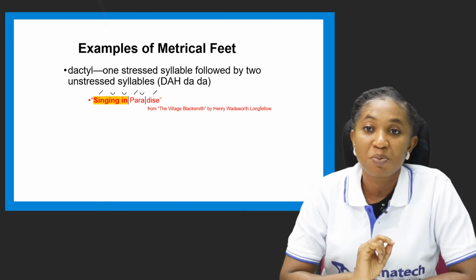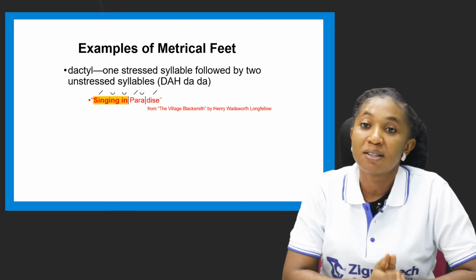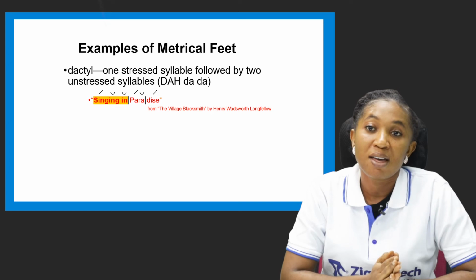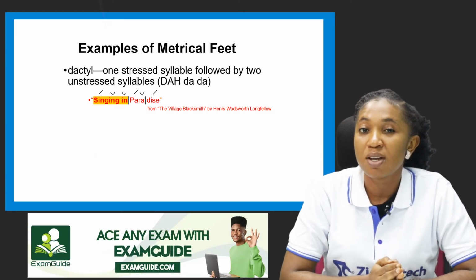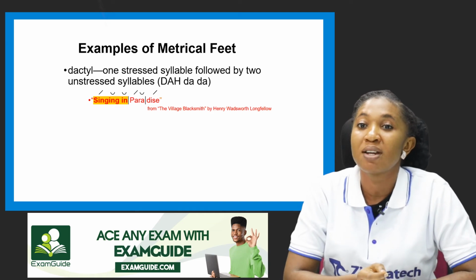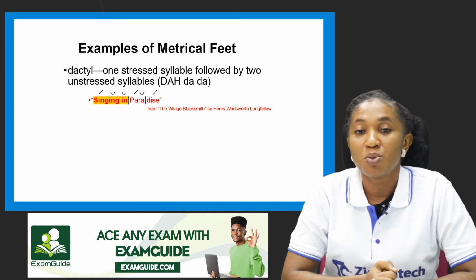Focus on the highlighted part on your screen. You see that we have the first part of singing, that is S-I-N-G, as the stressed syllable, and then we have ing as the unstressed syllable in that word, and then we have the word in being unstressed too.